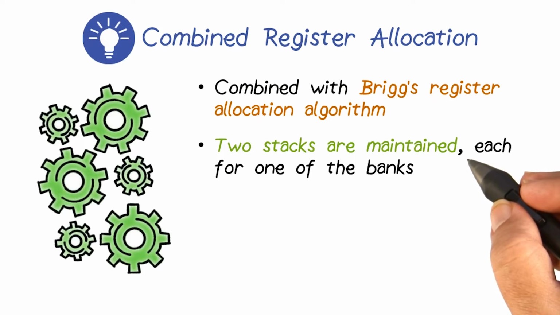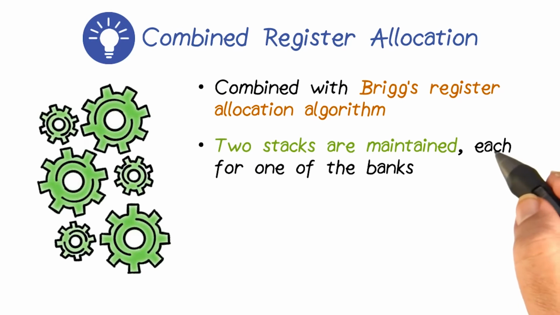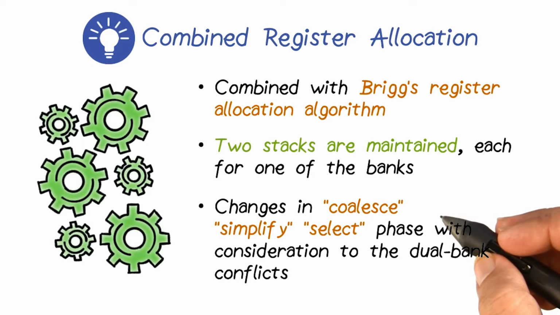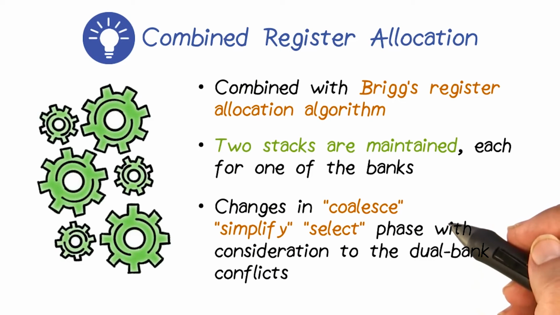So we modify the Briggs register allocator in this particular setting. Instead of one stack, we are going to maintain two stacks, one for each of the banks. And we are also going to make some changes in the simplify, select, and coalesce phases with regard to these dual bank conflicts. So in other words, we are going to take the Briggs register allocator during the simplification, select, and coalesce phases. We are going to operate on two stacks instead of one by putting all the nodes of the interference graph on them, and then invoke the allocation phase, which is sensitive to these conflicts.